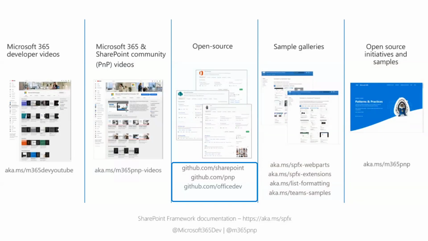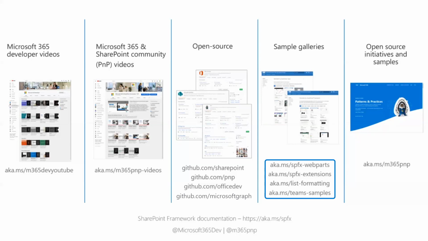We have a lot of open source assets available from GitHub. So GitHub SharePoint, GitHub PnP, GitHub OfficeDev are the most typical ones where you can find the information. And also github.com/Microsoft Graph. How did I miss that one? Let's add that one there as well. We have multiple sample galleries which we're improving all the time. You can easily access Microsoft Teams samples from GitHub or on the internet. So having one location where you can find them.